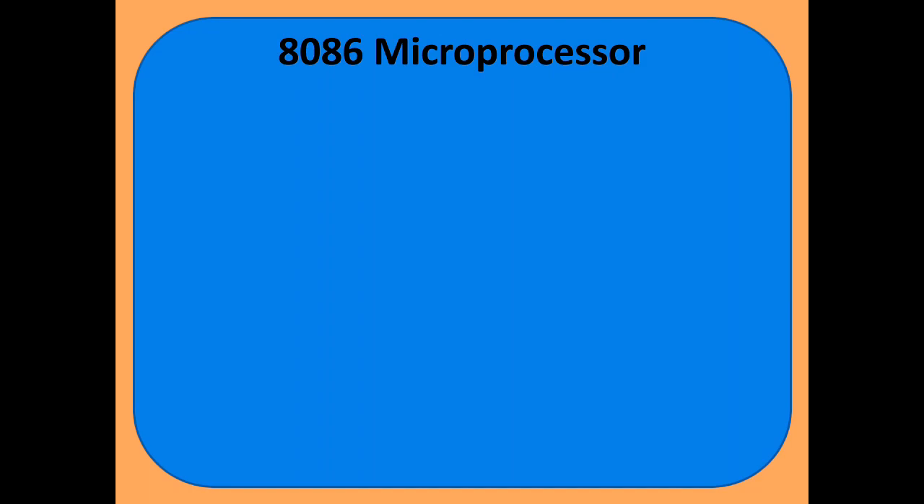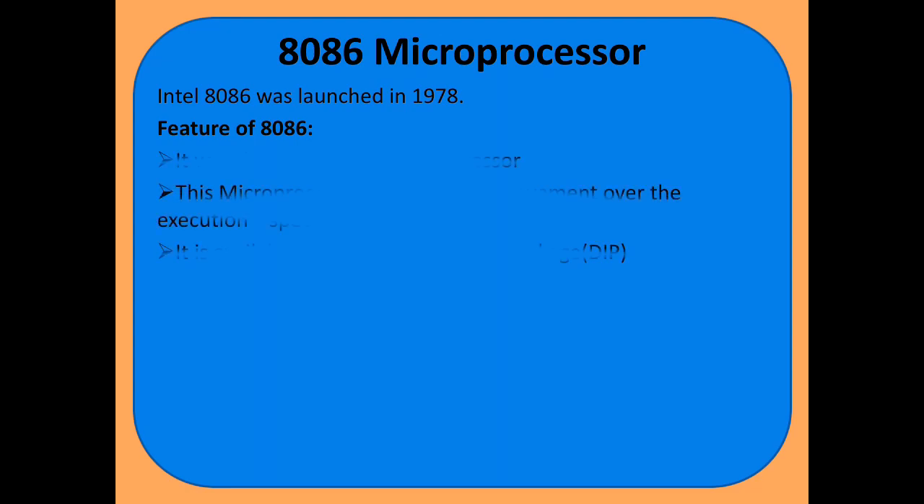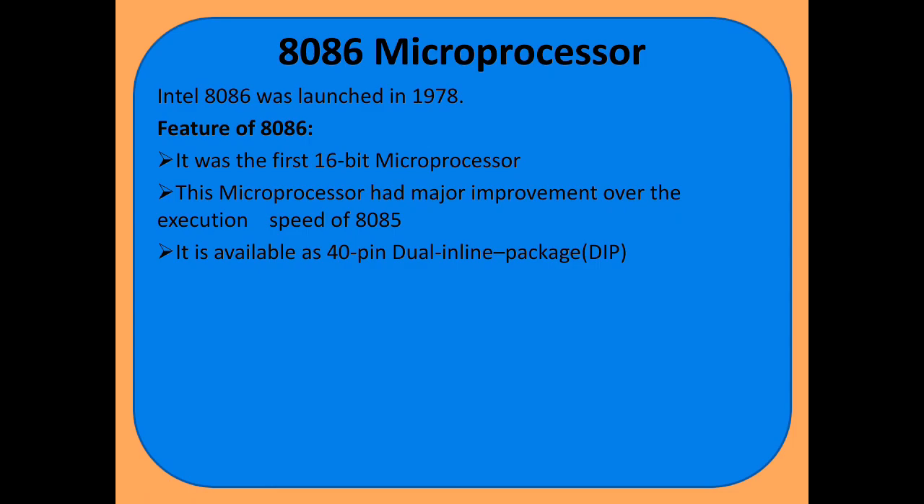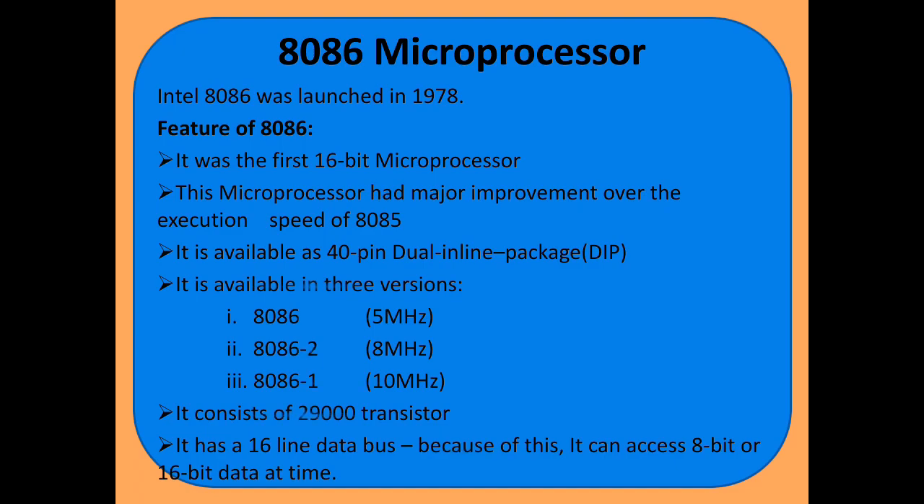Then coming to the 8086 microprocessor, it was invented by Intel Corporation Limited in the year 1978, and this microprocessor is a 16-bit microprocessor, which has more advantages when we compare it to the 8085. It is available in a 40-pin IC package, that is a dual in-line package. That means the pins are on both sides of the integrated circuit.